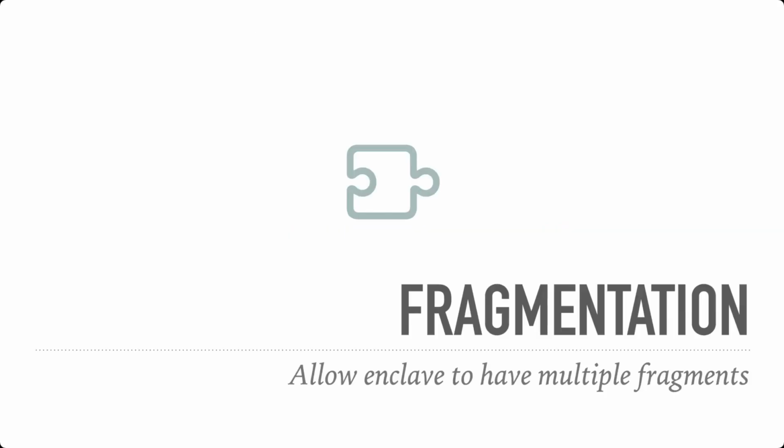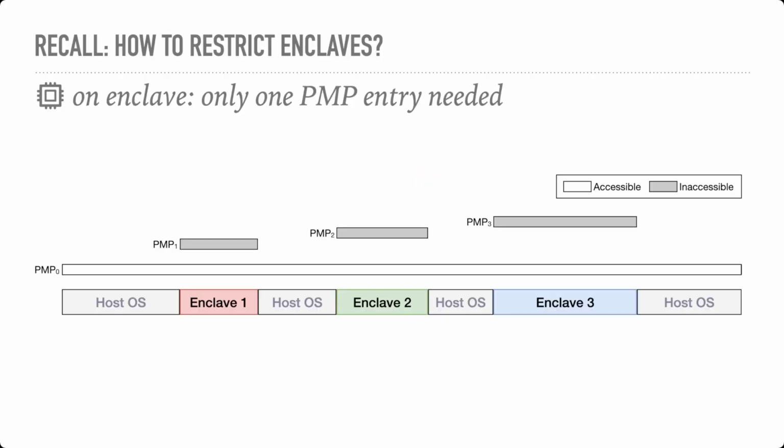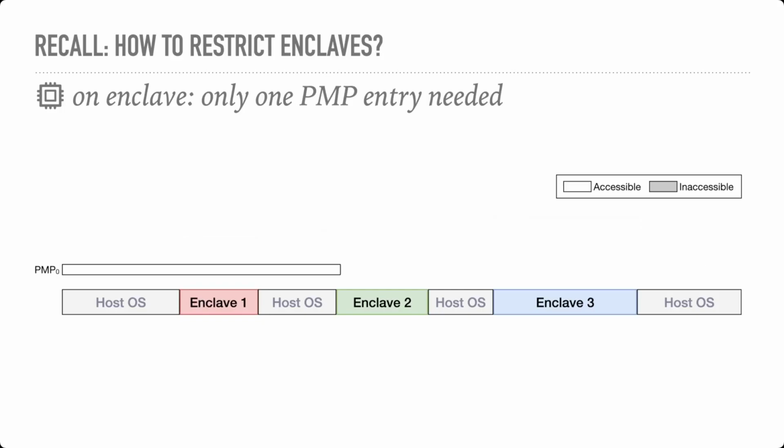To reduce the overhead, Ashman allows fragmentation. It means we allow an enclave to have multiple fragments. Let's recall how we use PMP to protect memory. Note that if the CPU runs on enclave 1, we only need one single PMP entry to restrict enclave 1 to be only used in its own memory.